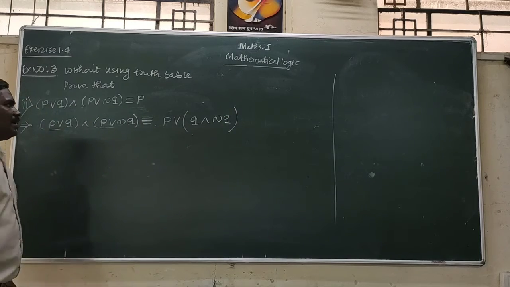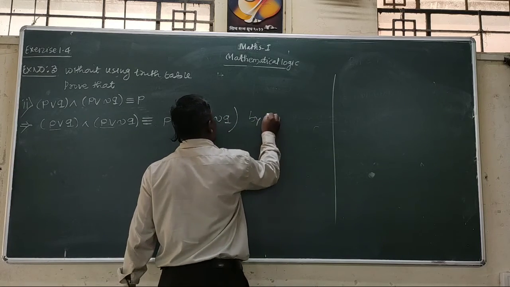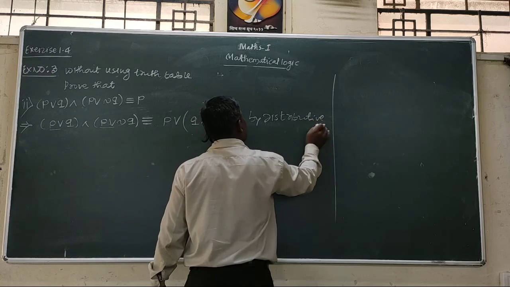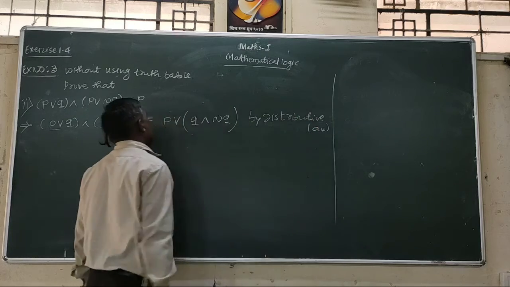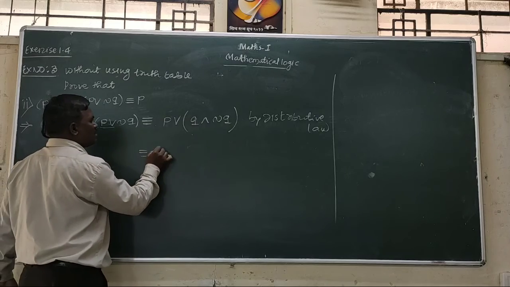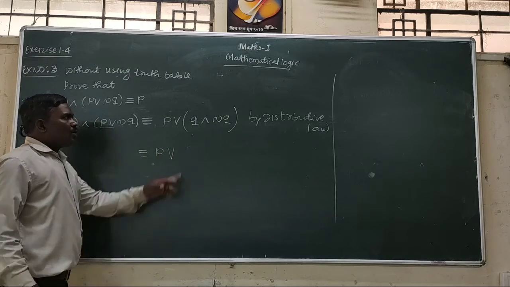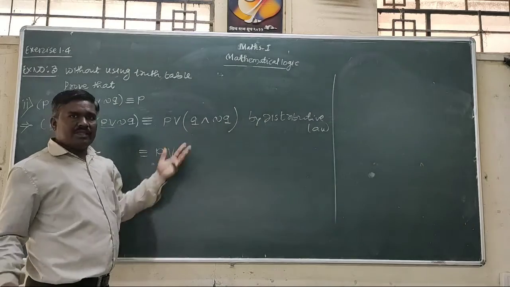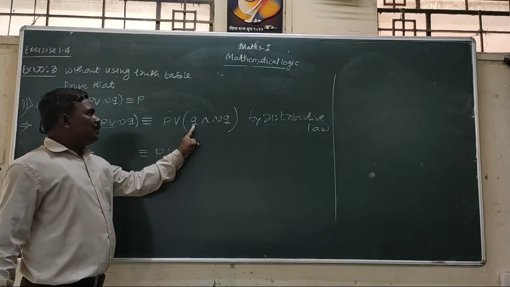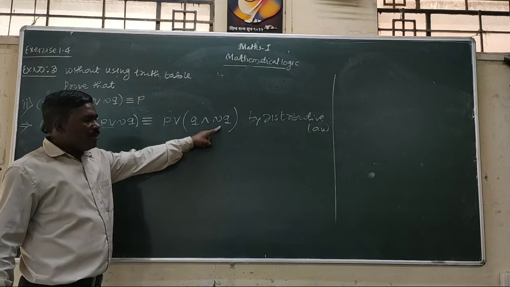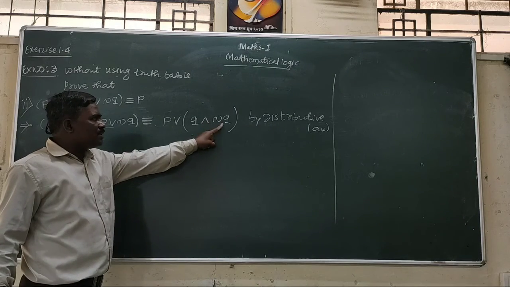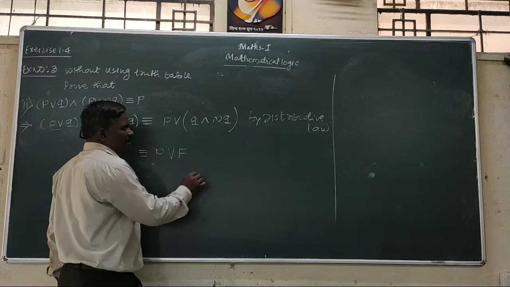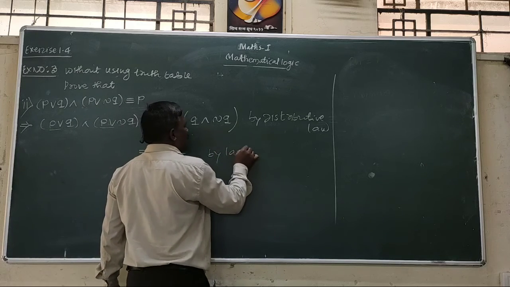Okay, by distributive law. Therefore, which is equivalent to P disjunction Q conjunction negation of the Q. Q आहे आणि त्याचा कॉम्प्लिमेंट आहे. Therefore, using the complement law, Q आणि त्याचा कॉम्प्लिमेंट असेल आणि कंजंक्शन दिलेलं असेल तर it becomes false by law of complement.